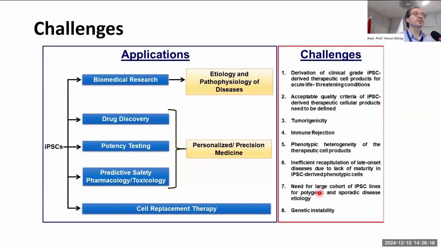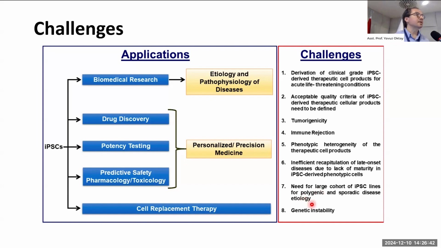One of the major challenges obviously is to generate large cohorts of iPSC lines for polygenic and sporadic disease etiology, because these are not monogenic diseases. That means every single iPS line coming from different donors is different. They have different genetic backgrounds. So we need large cohorts, but the problem is that it's too expensive. You cannot just generate iPS lines very easily and cheaply.